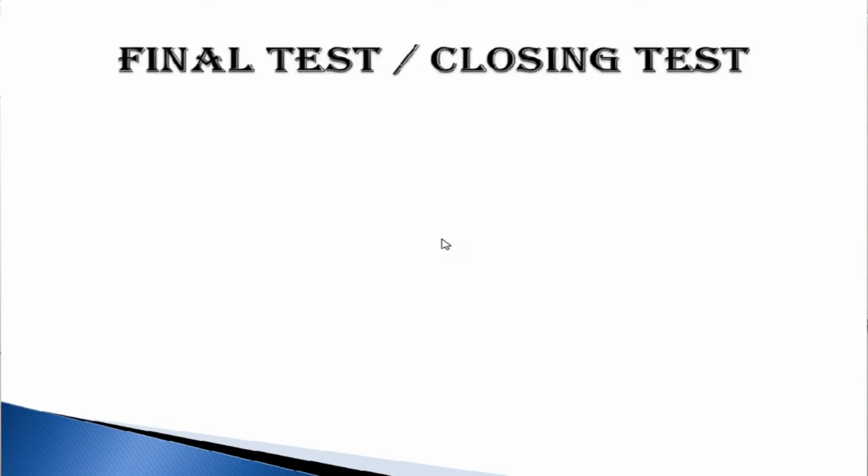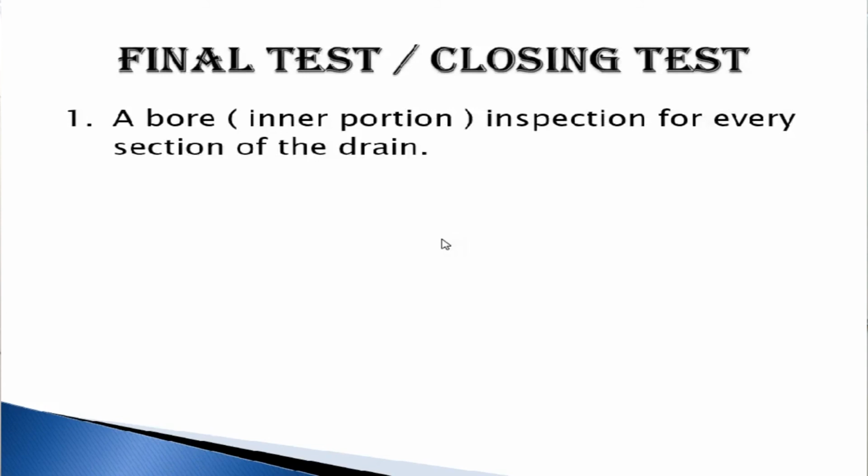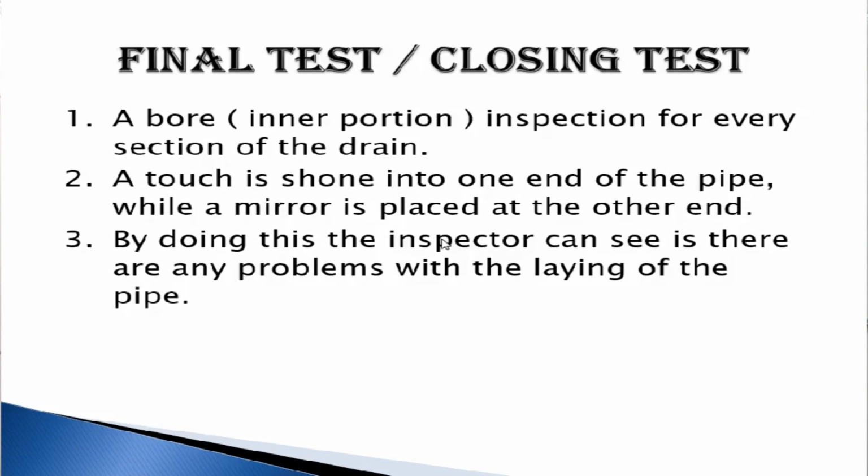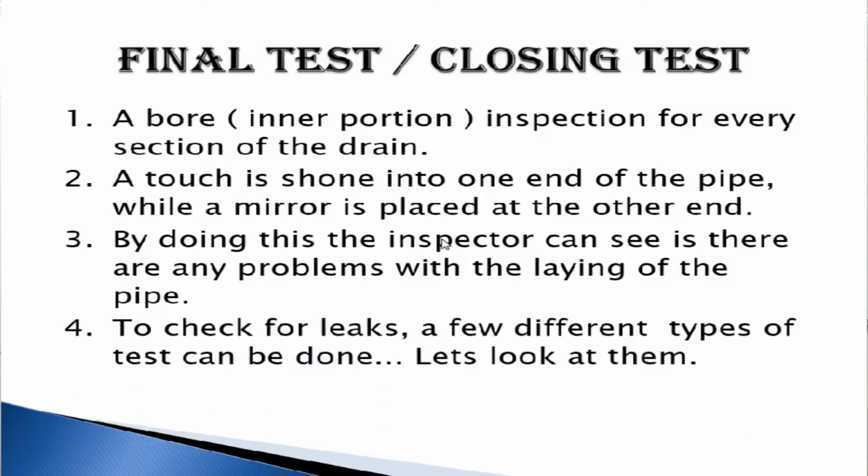Once you lay your pipe in, he will check that your bore is correct. He will check that there are no leaks on your pipe. He does it in different ways. He shines a torch in to see if it's in the correct place. We place a mirror on one side and a torch on the other side. He looks for reflections to see if your pipes are straight. He also checks if there are any leaks.